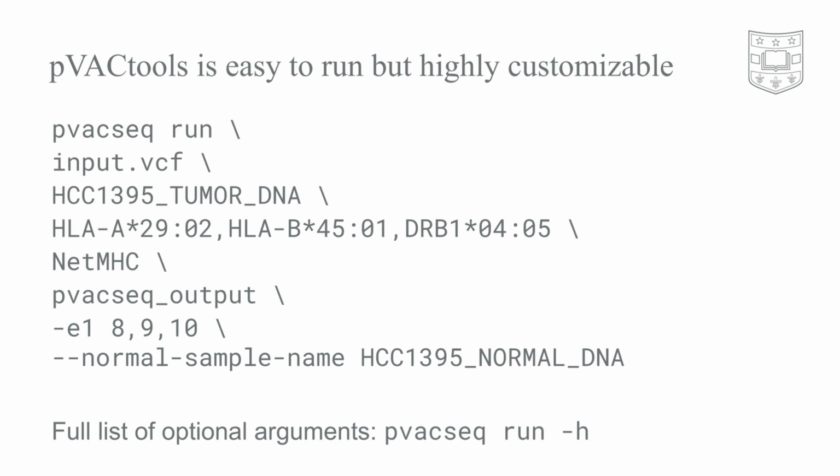pVACtools is easy to run. It only requires a few arguments: the path to your input file, the sample name, the HLA alleles of the sample, the prediction algorithms to use, and the desired output directory. However, it offers a large set of optional arguments to customize your run. The epitope length and normal sample name are just two used in this example. The full list is available by running pvacseq run -h.